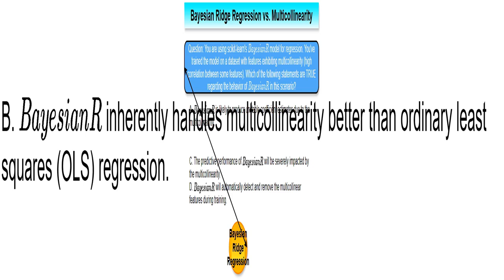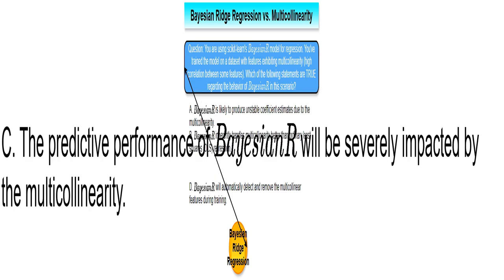BayesianRidge uses a Bayesian approach that helps to stabilize results even when features are correlated, unlike OLS regression, which can become unstable in this scenario. Here I'm asked if the accuracy of my model's predictions will suffer greatly from multicollinearity when using BayesianRidge. It's important to understand that, while it's more robust than OLS, extreme cases of multicollinearity can still affect prediction, but not as severely as in OLS.